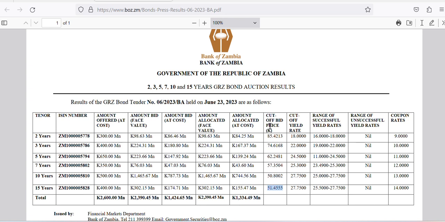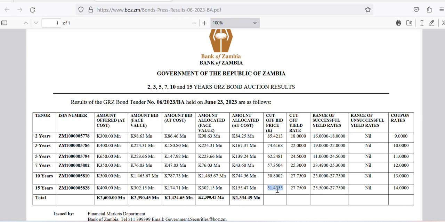So these are the unit prices for 100 kwacha. When you are lending to the government through the bond auctions, the way that bond is costed, it's costed per 100 kwacha. The unit price is 100 kwacha.